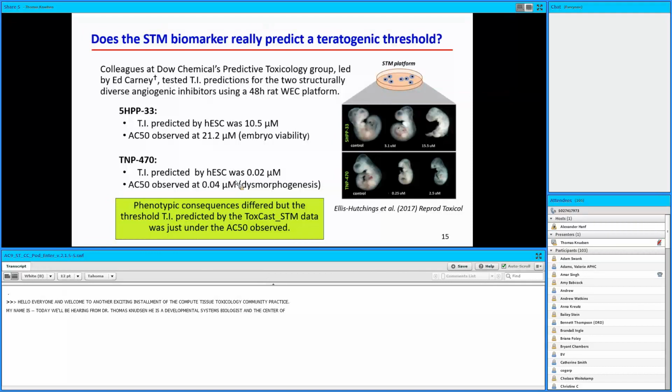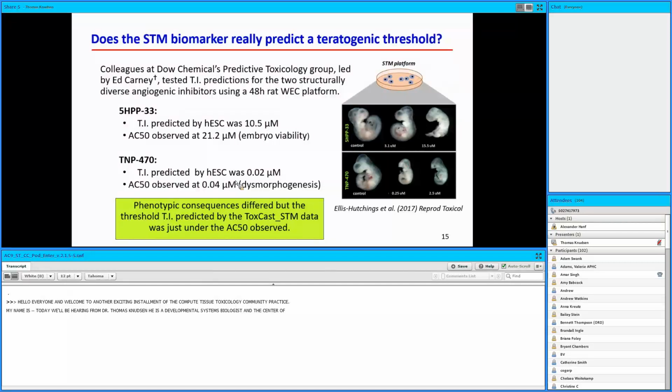So although that was dysmorphogenesis. So although the phenotypes differed between these two compounds and their effects on the embryo, both were confirmed to be active, and in fact, the AC50s that were observed in culture were just above the teratogenic index predicted by the data set, the stem cell data. So in fact, the stem cell biomarker really did predict a teratogenic threshold that was validated, at least in this case, using rat embryo culture models.